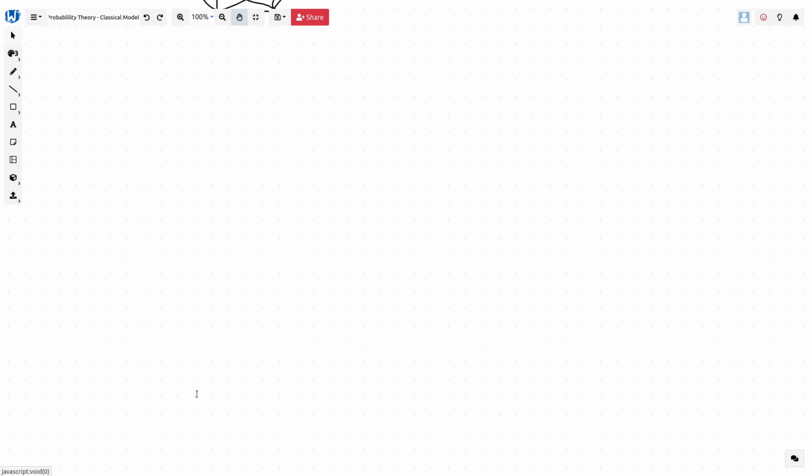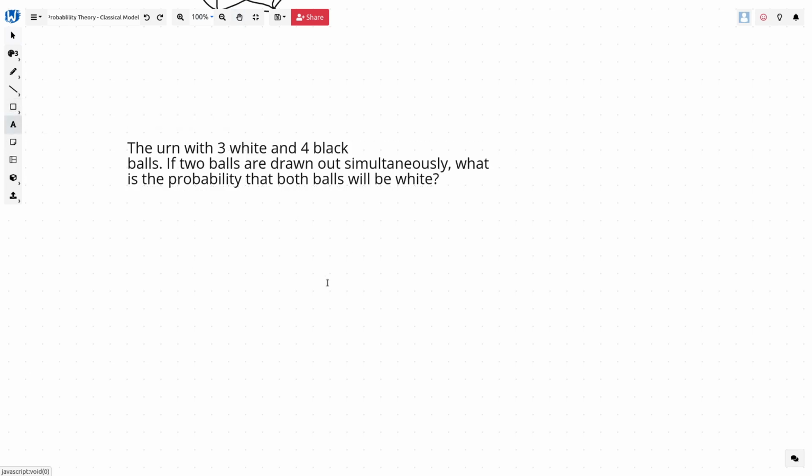Okay. Now let's take a simple example. Not the tough ones. We'll keep the tough ones for the later part. So the urn has 3 white balls and 4 black balls. If 2 balls are drawn simultaneously, what is the probability that both balls will be white?